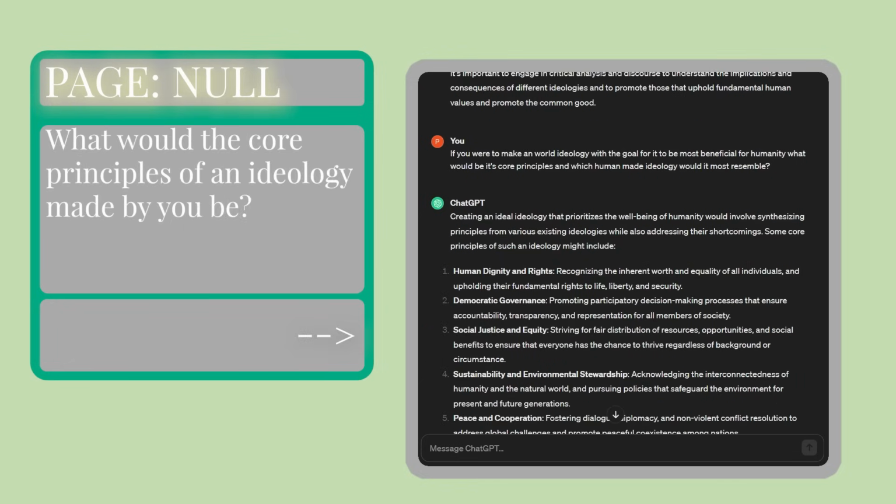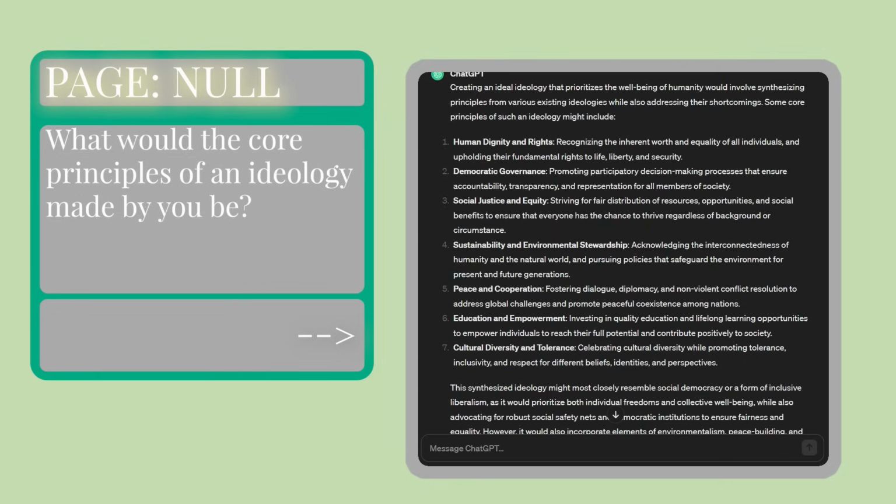Then I ask it if it was to make an ideology with the goal of said ideology to benefit humanity, what would the core principles of that AI-made ideology be? And which human-made ideology would it most resemble? So this is kind of me trying to get the answer of the first question again, because, for example, if it most resembles anarchism, then we can sort of assume that the AI will lean towards said ideology, you know?